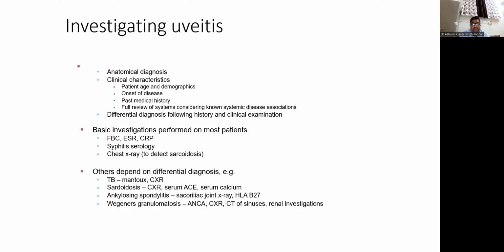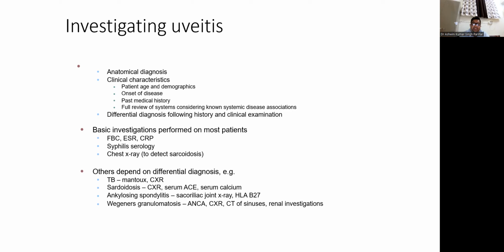So the anatomical diagnosis is based on the clinical characteristics, patient age, demographics, onset of disease, any past medical history, review of any systemic disorder, and differential diagnosis following history and clinical examination should be done. The basic investigations to be performed in most patients are the fasting blood sugar, sorry, that is not FBC, it is FBS, ESR, CRP, encephalitis serology, and chest X-ray to detect any hilar lymphadenopathy or lung infiltrates in case of suspected sarcoidosis. Others depend on the differential diagnosis.